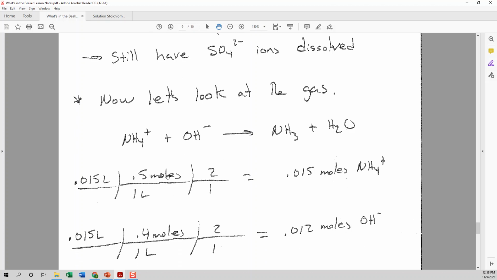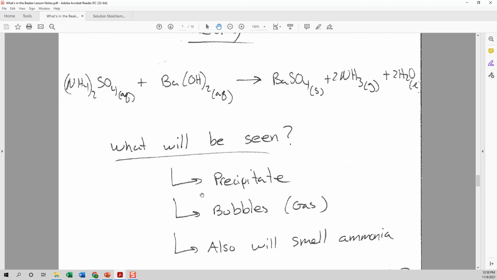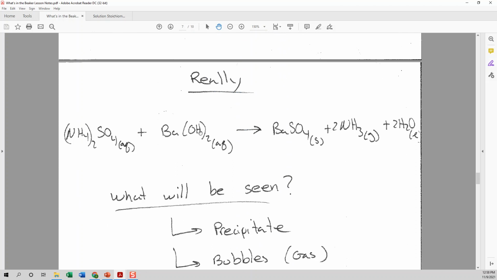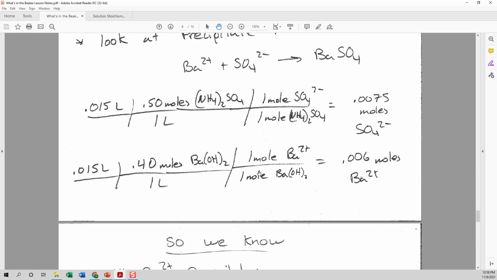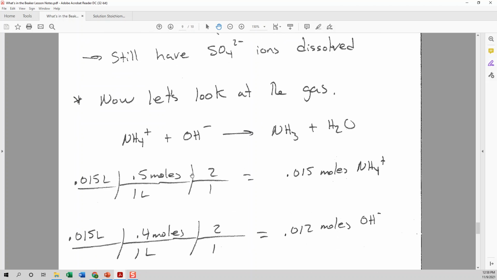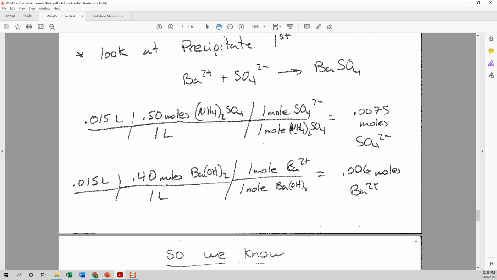We do liters times molarity just like we did with the sulfate and the barium. But notice in our sources of ammonium and hydroxide, the subscript for ammonium is 2, and the subscript for hydroxide is 2. So when we're doing this calculation here, it's going to be liters times molarity times the subscript of ammonium, and that'll give us total moles of ammonium that we started with, and that'll give us total moles of hydroxide that we started with. And if you notice, it's just double these numbers, right?